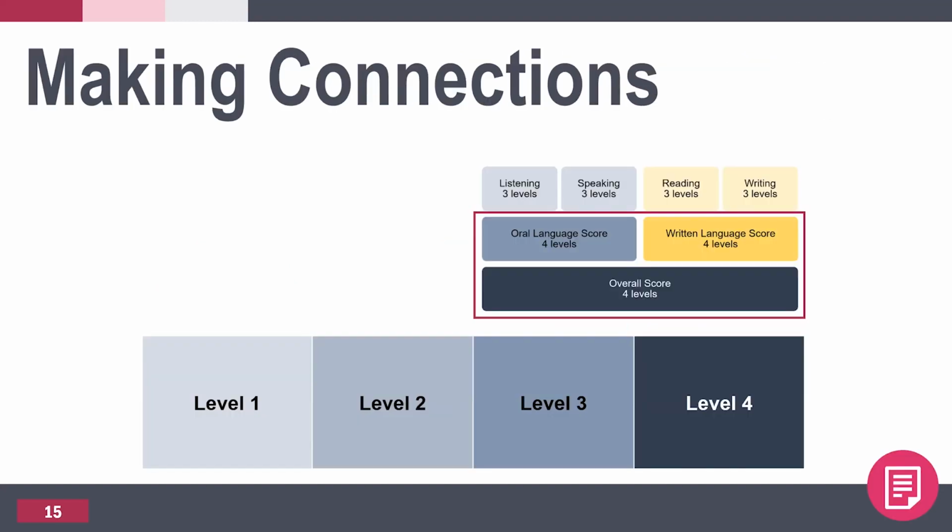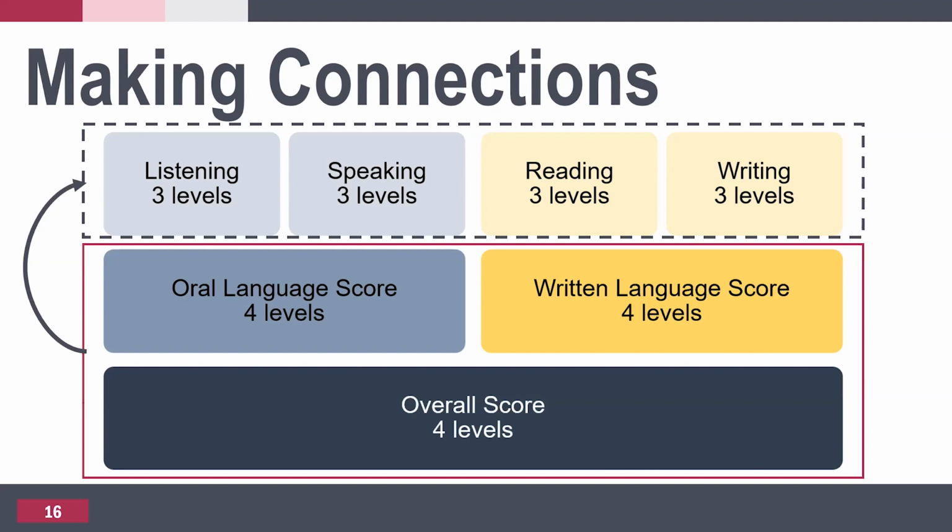Now let's take a moment and draw some comparisons between the different scores and levels. Remember that we have the 4 levels of the summative ELPAC overall score. These are the same 4 levels that are available for the oral language score and the written language score. And again, they're called level 1, level 2, level 3, and level 4. But remember, the domain level reports at 3 levels for each domain. And those levels, again, are called beginning to develop, somewhat to moderately developed, and well developed. So how do these 3 levels compare to the 4 levels for the overall and composite scores?